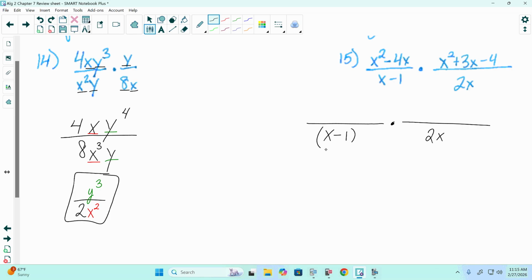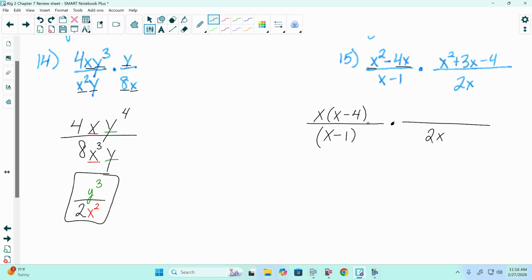X squared minus 4x. Now, we don't have three terms, so most likely we're going to have to do difference of perfect squares. But let's look for greatest common factor first. Is there a greatest common factor between x squared and 4x? X. Because if I factor x out of x squared, we get x. If we factor x out of 4x, we get 4. Both of them have an x, so we factor it out and get x times x minus 4.